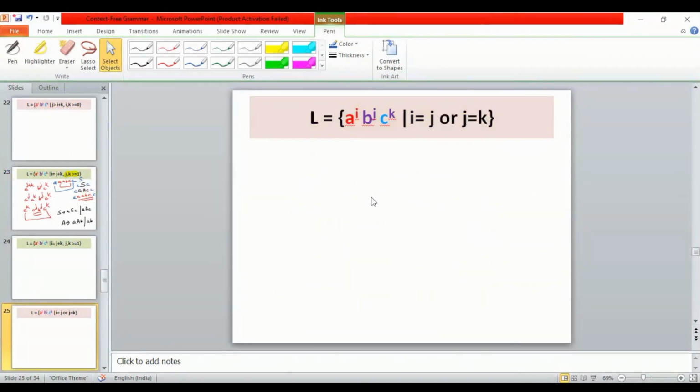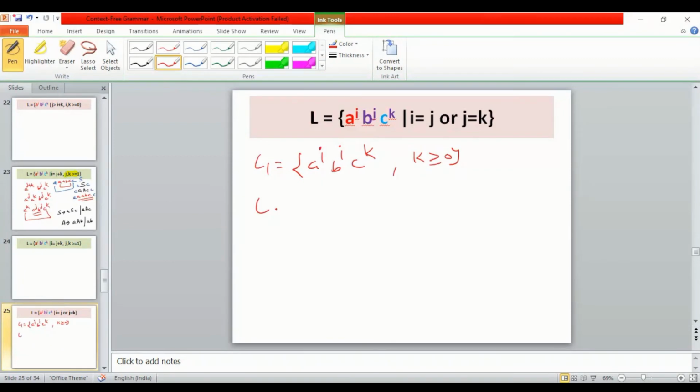So we have i equal to j or j equal to k. It is again a different kind of example. Let me explain. We have two languages here, a raised to i, b raised to j, c raised to k, where i equal to j. So I can replace j with i, and when i is equal to j, there is no rule for k. So k can be anything.